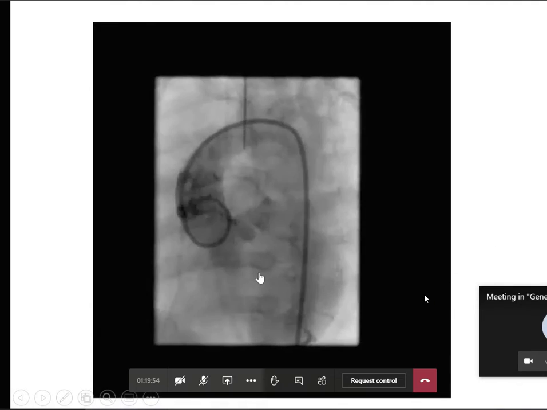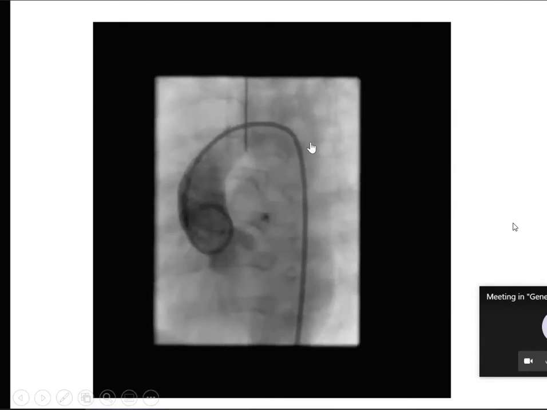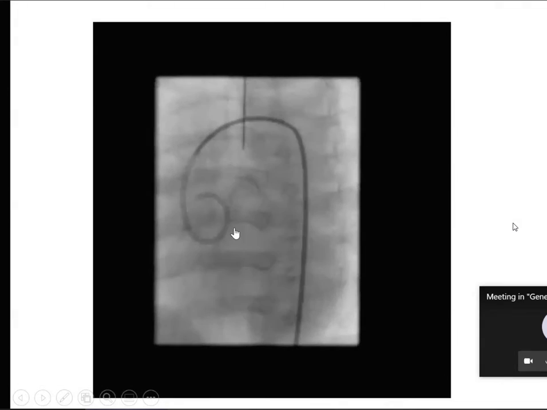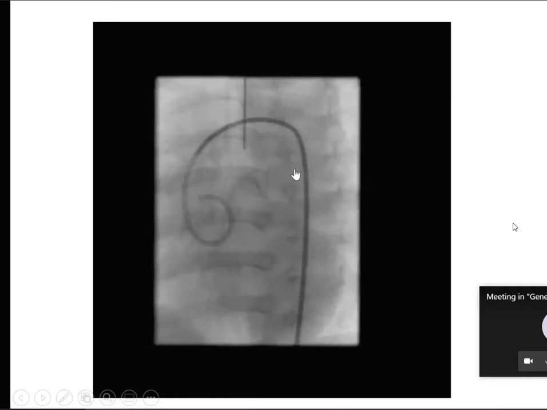Bicuspid aortic valve, negative shadow. It's a doming aortic valve with negative shadow. That is called the Persian helmet sign. So this is a bicuspid aortic valve, aortic stenosis, and a coarctation, which is commonly associated. Okay.